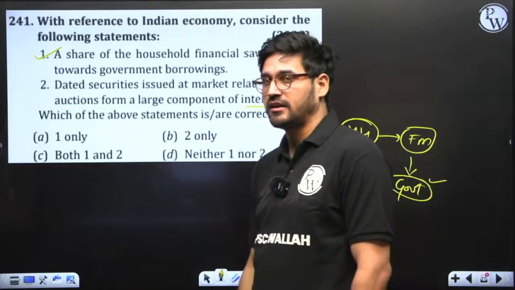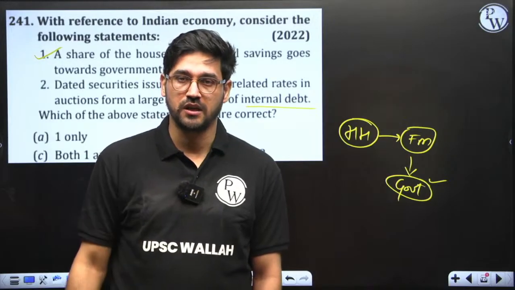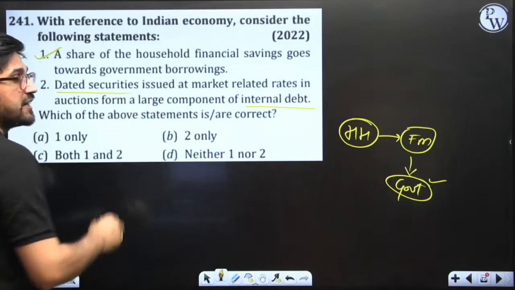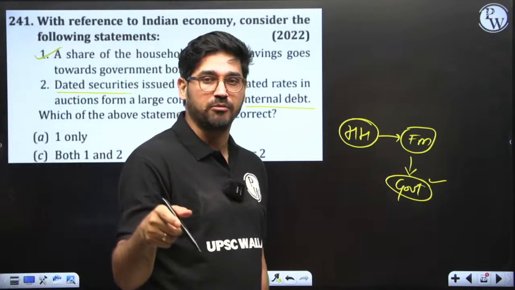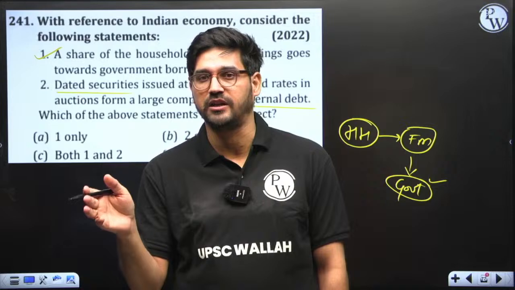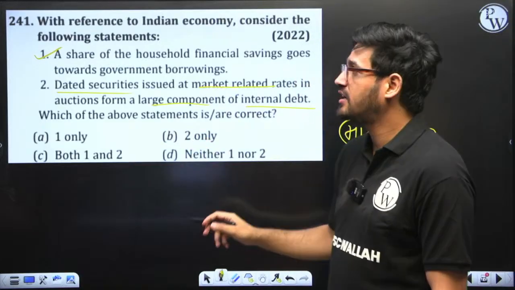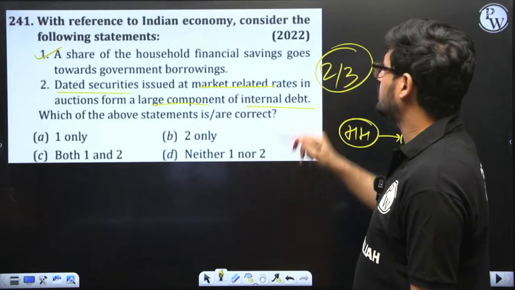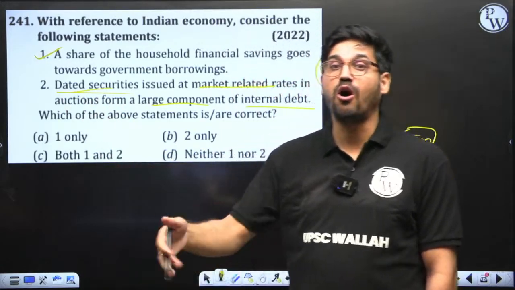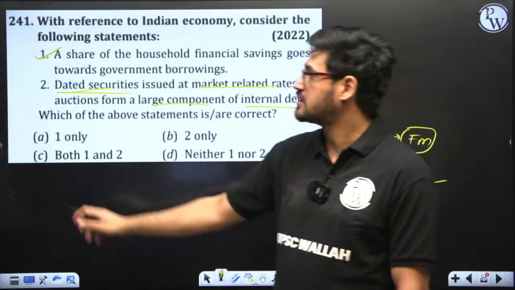Second one says, dated securities issued at market related rates in auctions form a large component of internal debt. Internal debt would mean that the debt government has raised from internal sources, and in terms of internal sources, debt which has been raised through dated securities. Dated securities will be securities issued by the government for a tenure of more than 1 year, typically between 5 to 40 years. Now this is a question of information. 2/3 of India's internal debt is dated securities, which means long-term bonds issued by the government. So this is also a right answer.